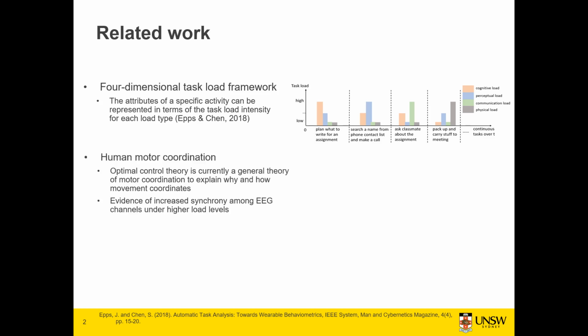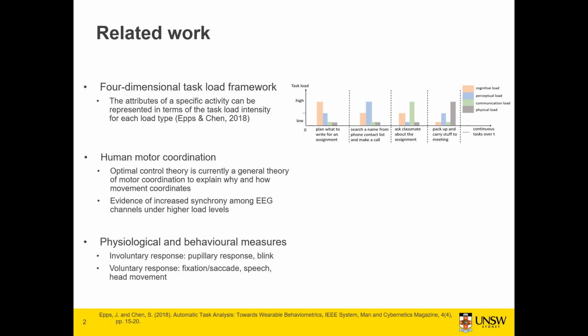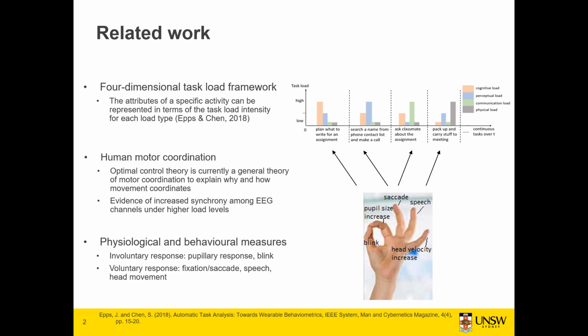The multimodal coordination measures are inspired by human motor coordination research. Optimal control theory explains how and why our body parts accurately coordinate, which is a solution of optimizing behavior. Regarding the coordination in the brain, evidence shows that under high cognitive load, there is an increase of synchrony among EEG channels, which means more physiology and behaviors are activated at the same time. In this study, we focused on pupillary response, blink, saccade, speech, and head movement, and investigate how these 5 modalities are coordinated in different task load types and load levels.